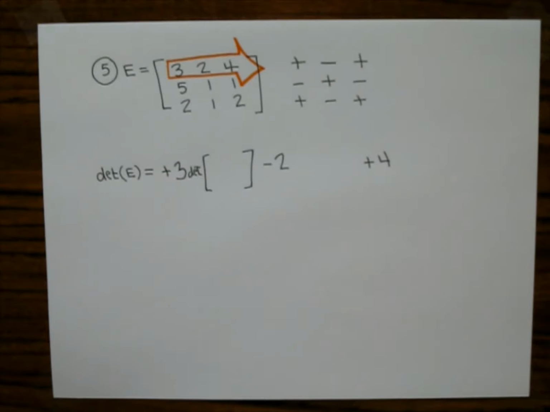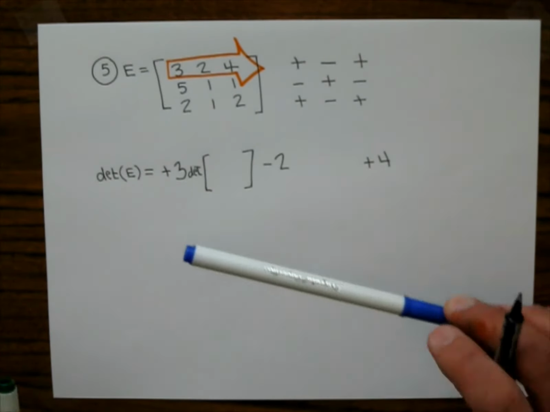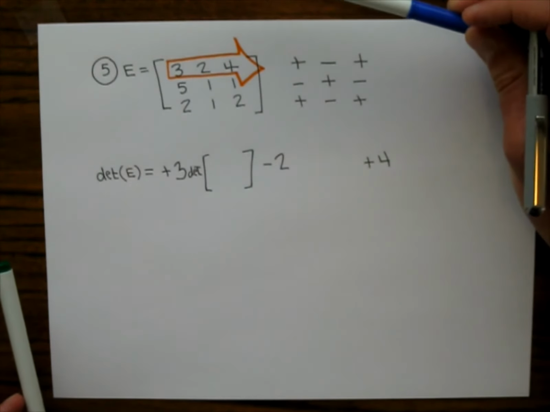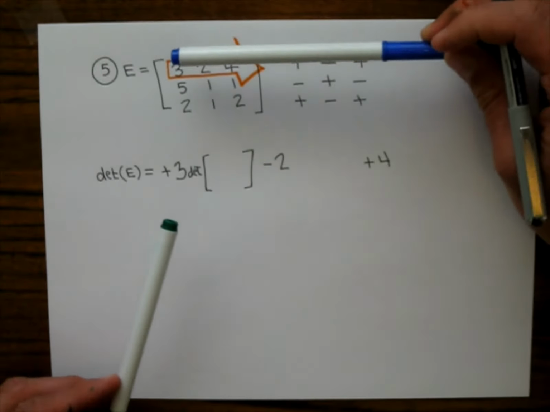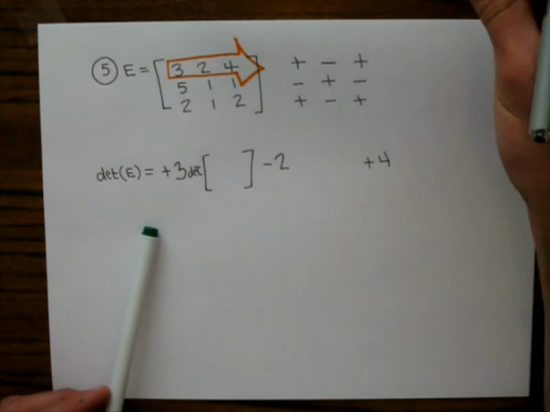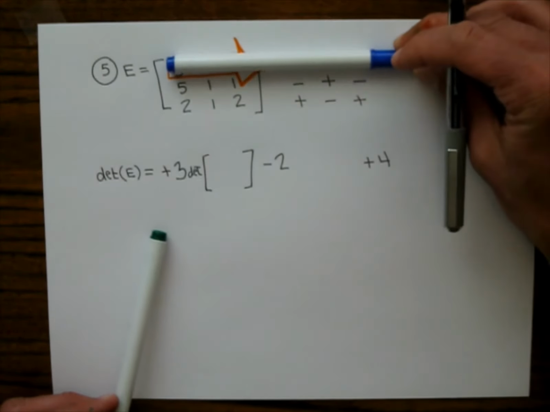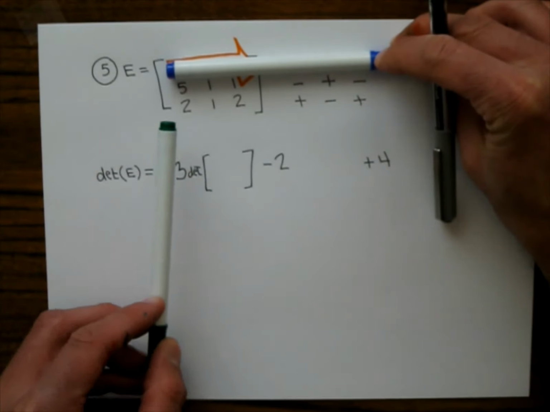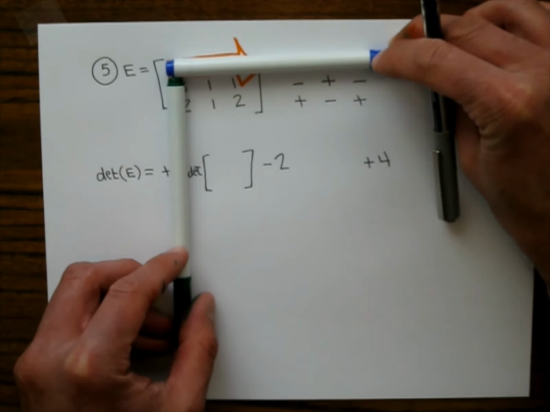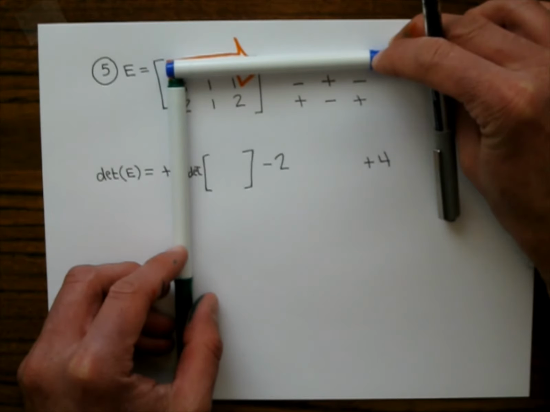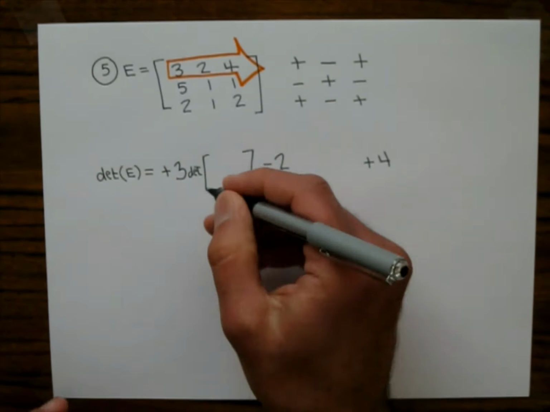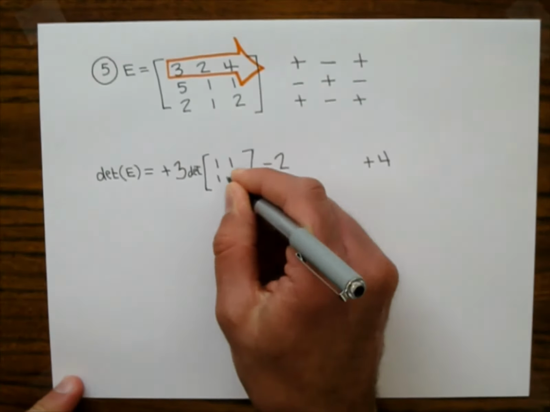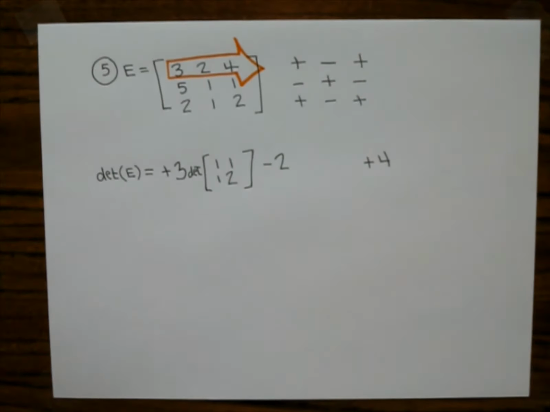That 2 by 2 matrix is gotten from covering up the row and the column that contain that 3 right there. So covering up the row that contains the 3 is that, and covering up the column is that, and you get the matrix 1, 1, 1, 2. Okay, let's move on.